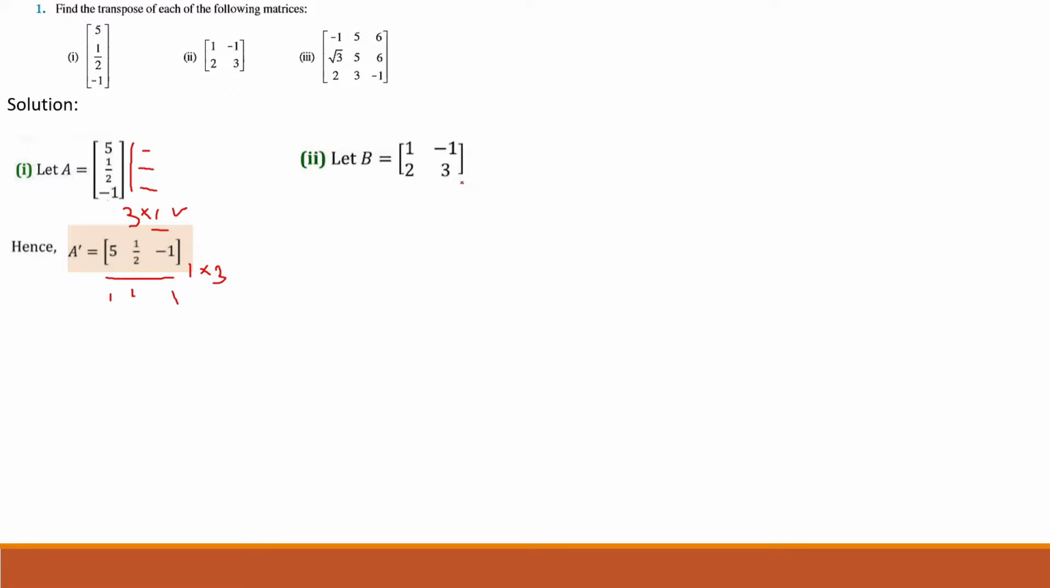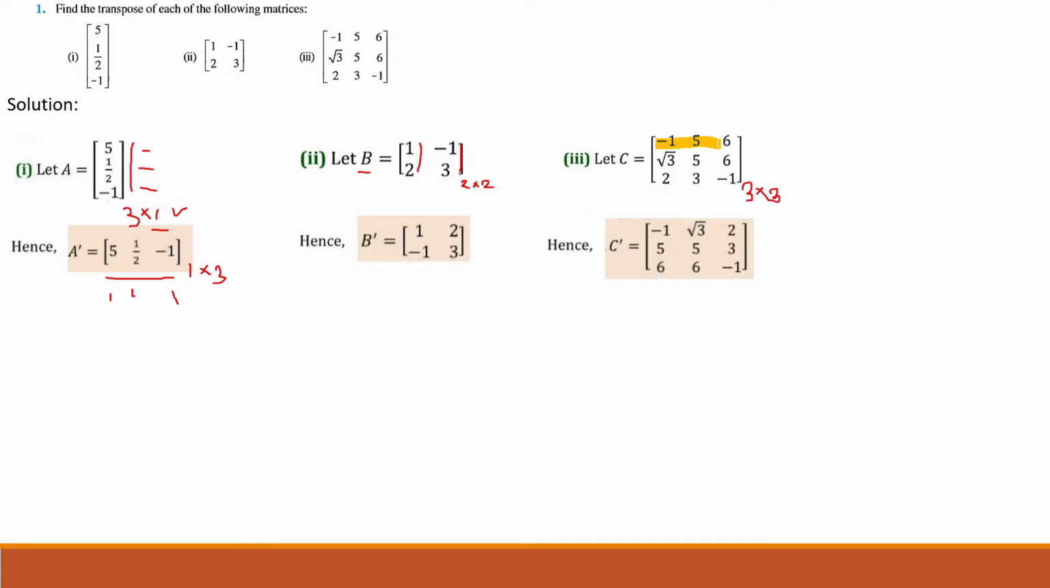In the second problem, let us take this 2 by 2 matrix as a matrix B. And similarly its transpose will be: first column will become first row and second column will become second row. Now its order is 2 by 2, and after transpose also its order will be 2 by 2. In the third question, it is a 3 by 3 matrix. So first row will become first column, second row will become second column and third row will become third column. So this is what transpose of a matrix is.